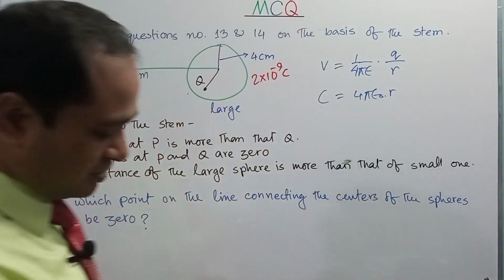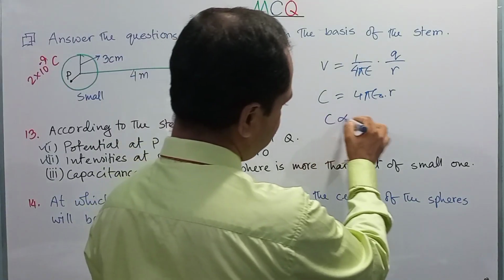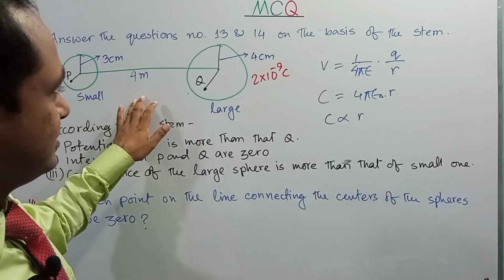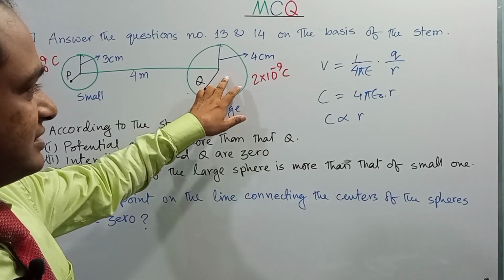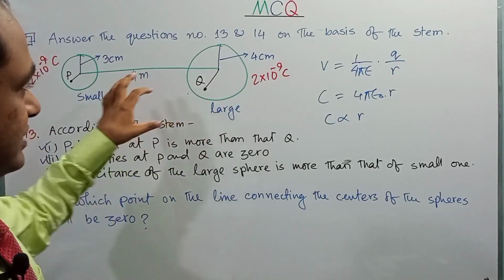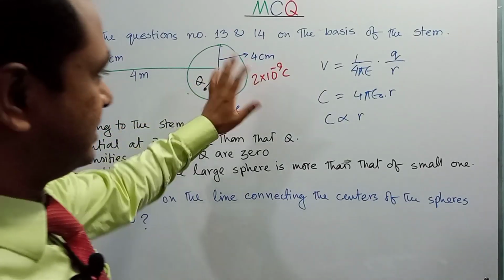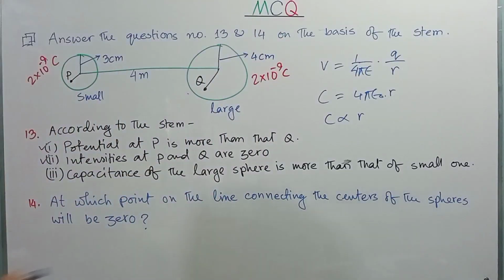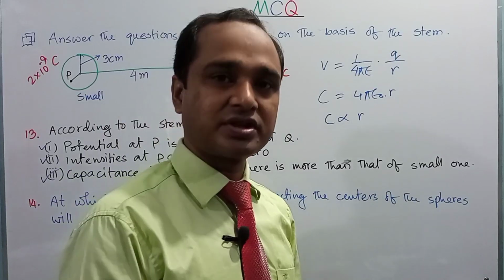So from the expression we can say that capacitance is directly proportional to radius R. In the expression we can see that the radius of the larger sphere is more, so the capacitance of the larger sphere will be more. So the third option also is correct. Here three options are correct for question number 13.